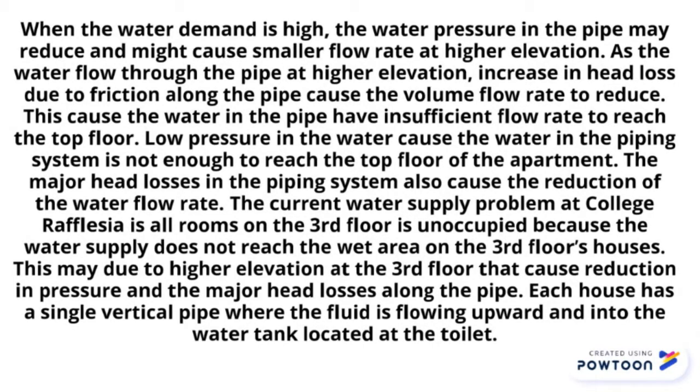The current water supply problem at College Rafflesia is that all rooms on the 3rd floor are unoccupied because the water supply does not reach the wet area on the 3rd floor's houses. This may be due to the higher elevation at the 3rd floor that causes a reduction in pressure and the major head losses along the pipe. Each house has a single vertical pipe where the fluid is flowing upward and into the water tank located at the toilet.